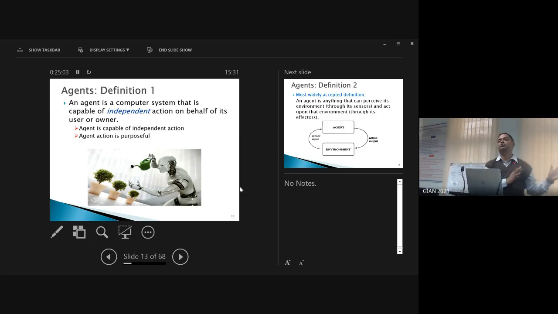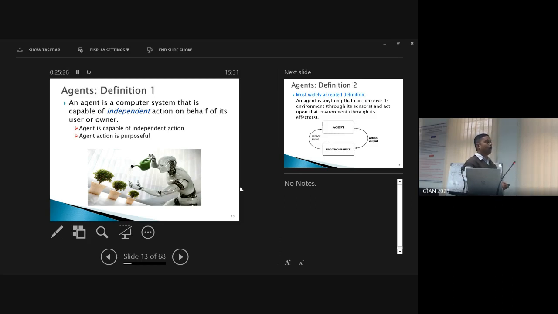Here, a computer system working as an agent, a virtual agent, virtual software, or you can call it a robot or rather a swarm robot. Anything you can call, which has autonomy, which has the capability to perform a task independently.